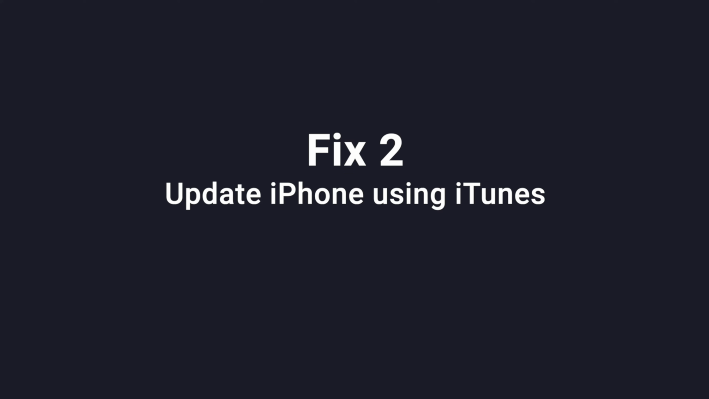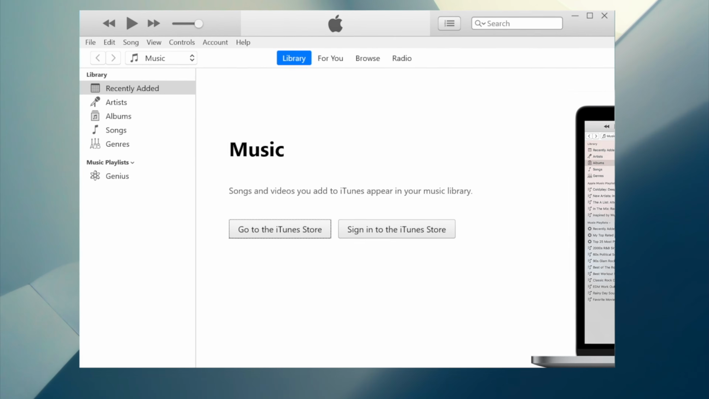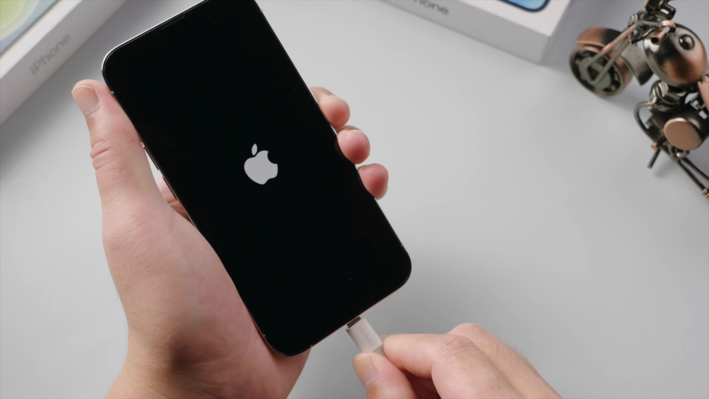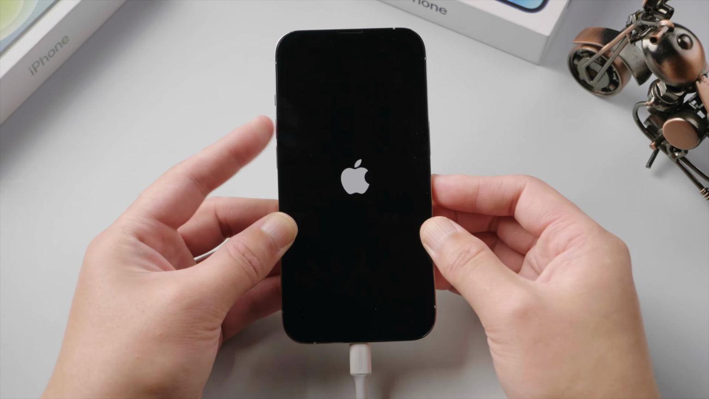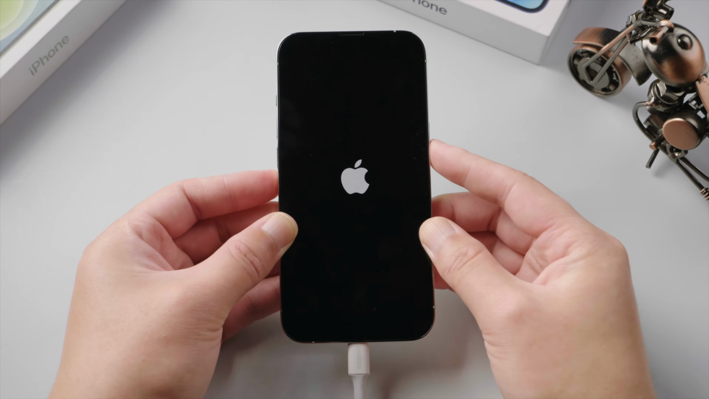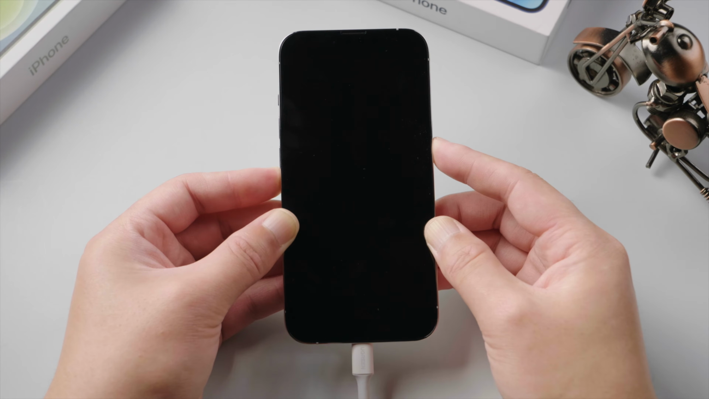Update iPhone using iTunes. So we install and open iTunes on the computer. Plug the phone in. For iTunes to detect it, we'll need to put it into recovery mode. For an iPhone 13, press and quickly release the volume up button. Then press and quickly release the volume down button. Then press and hold the side button until you see the recovery mode screen.